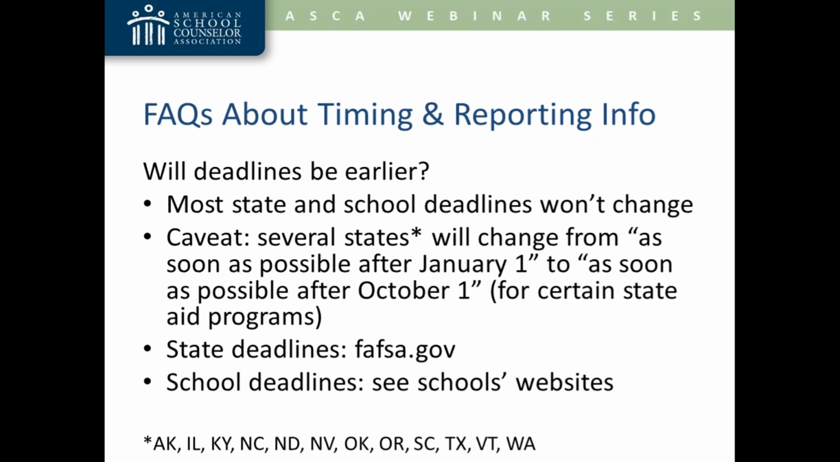But for states and schools, they need to assess eligibility for their programs. So there are some states that have changed to as soon as possible after October 1st, and because the funding for those programs can be limited, we definitely recommend that students in those states get their FAFSAs in as early as possible to maximize their eligibility for aid. State deadlines can be found on FAFSA.gov. School deadlines are on school websites.